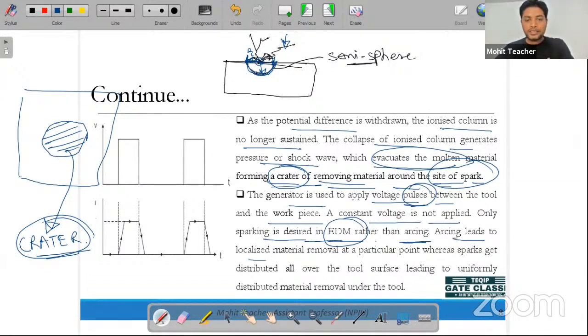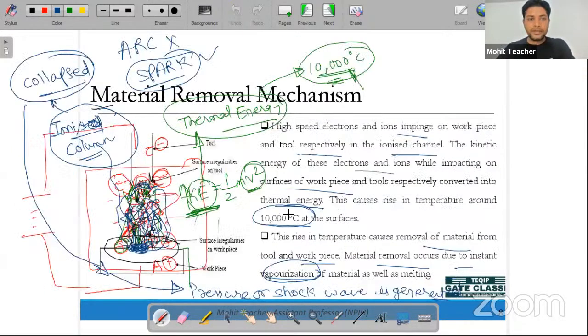Arcing leads to localized material removal at a particular point, whereas the spark gets distributed all over the tool surface, leading to uniformly distributed material removal under the tool. This also means that the spark generated will remove material not only from the workpiece area but from the tool as well. You may ask how it is possible that the tool itself is deforming, but the ratio of tool wear to workpiece removal is very small, so no need to worry about that.